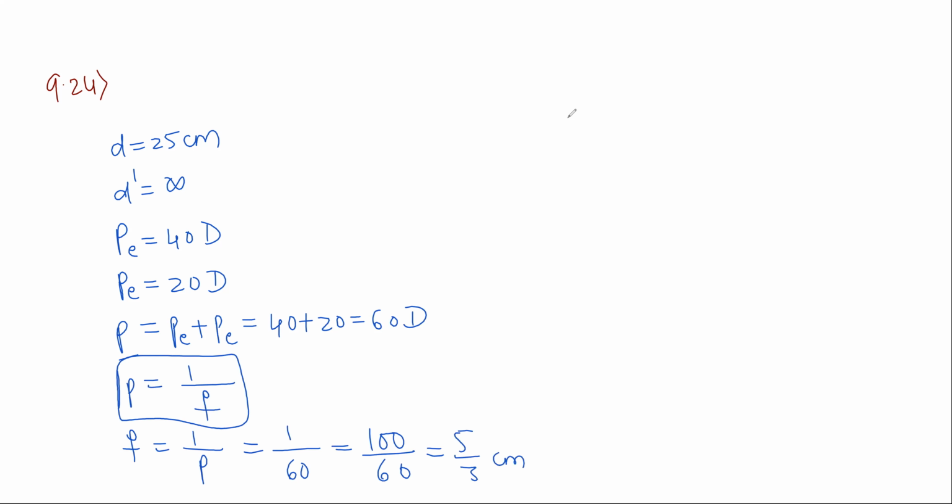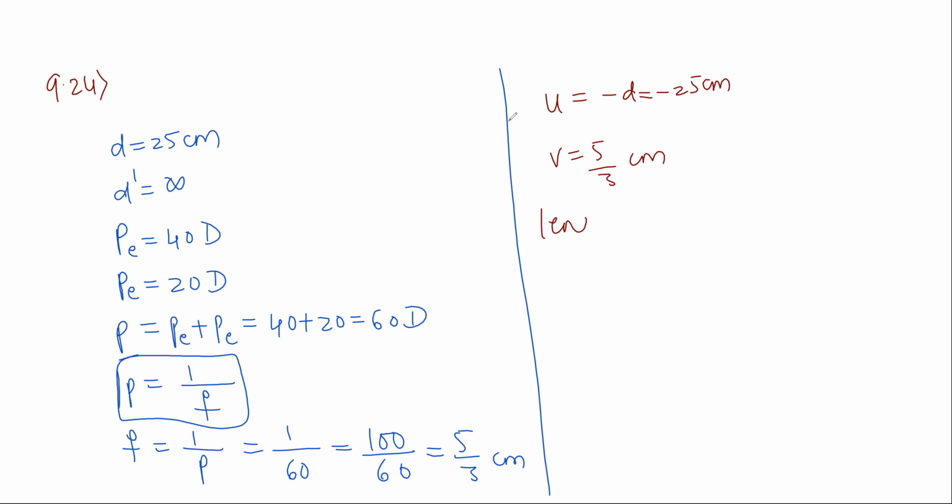To focus the object at the near point distance, let us consider u is equal to minus D, that is minus 25 centimeter. The focal length of the eye lens is equal to the distance between the cornea and the retina, that is the image distance. Therefore, v is equal to 5 by 3 centimeter. According to the lens formula, we are using 1 by F dash is equal to 1 by v minus 1 by u, where F dash is the focal length.